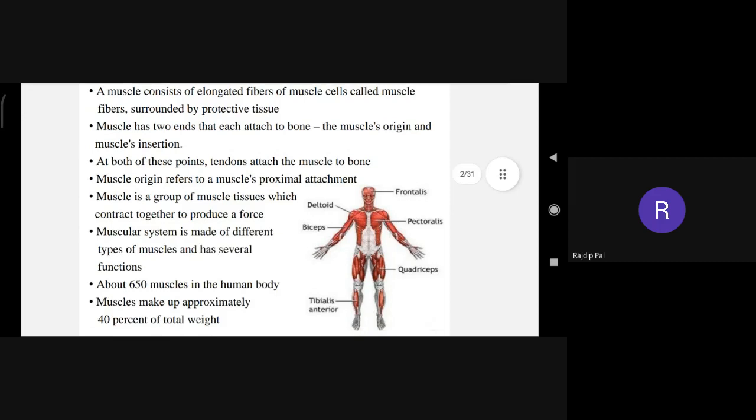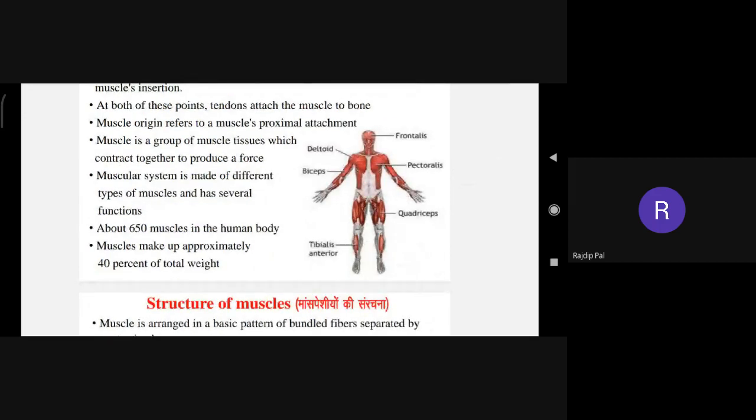Muscles make up approximately 40% of total weight. Okay, so approximately 40% of total weight is made by our muscles only on a healthy individual. We're not talking about people suffering from obesity or underweight. We are talking about a healthy individual. 40% of body weight is made up of muscles.